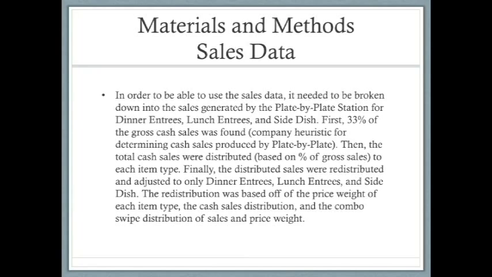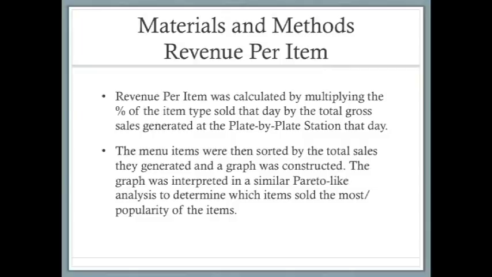We also had to work with the sales data, and in order to be able to do so, it needed to be broken down into the sales generated by the plate-by-plate station for dinner entrees, lunch entrees, and side dishes. The revenue per item was calculated by multiplying the percent of the item type sold that day by the total gross sales generated at the plate-by-plate station that day. Then the menu items were sorted by the total sales they generated, and a graph was constructed. This graph was interpreted in a similar Pareto-like analysis, and we were able to determine which items sold the most, or popularity of the items.